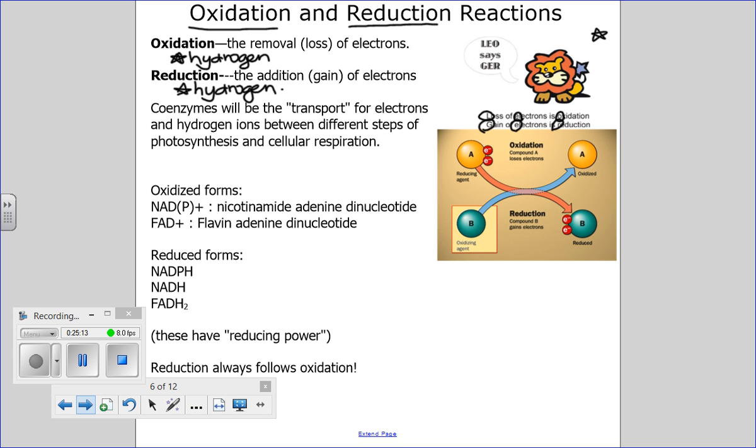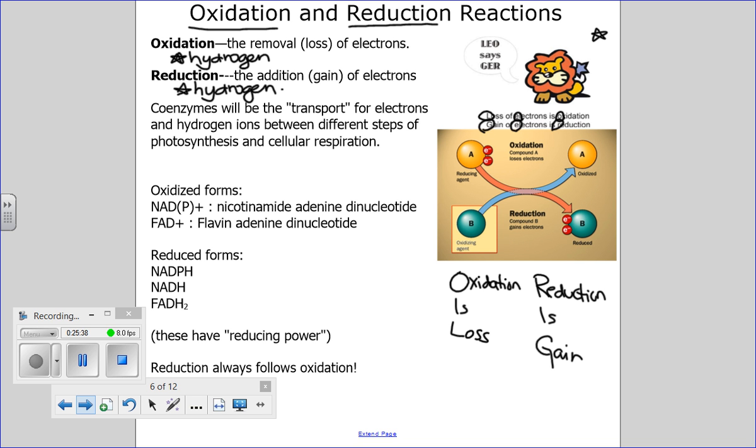Now there's another mnemonic that I've seen used quite frequently, especially here. The other mnemonic is oil rig. That stands for oxidation is loss, reduction is gain.